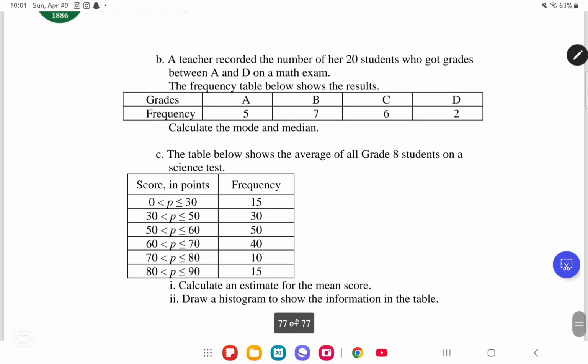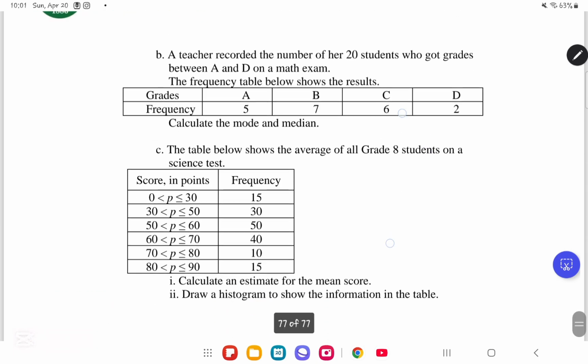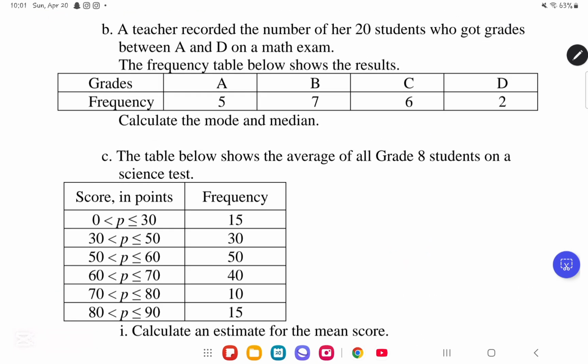A teacher recorded the number of her 20 students who got grades between A and D on a math test. The frequency table is shown below. Calculate the mode and the median. Definitely the mode is the thing with the higher frequency, which in this case is 7. So B is the modal grade. And then the median is going to be 50% of the cumulative frequency. So let us just add the frequencies together: 5, 5 plus 7 is 12, 12 plus 6 is 18, 18 plus 2 is 20.